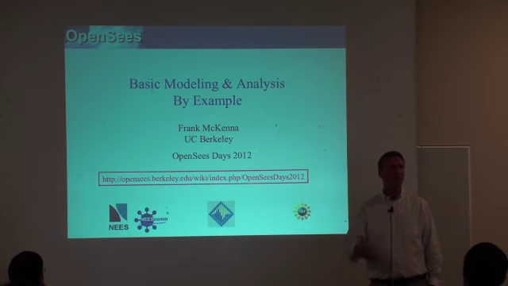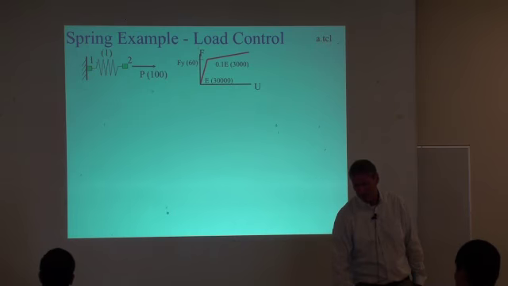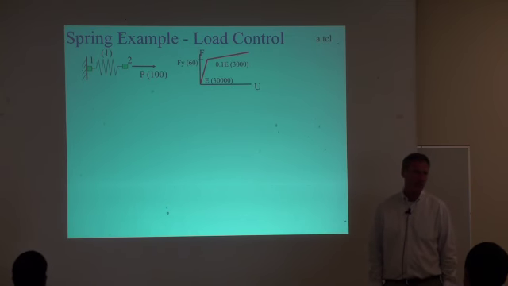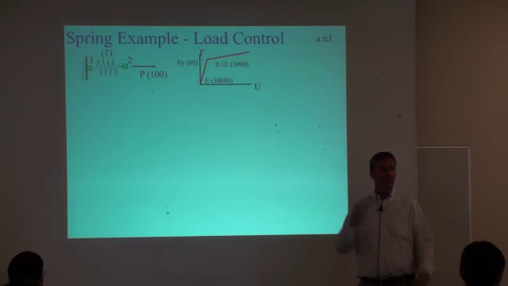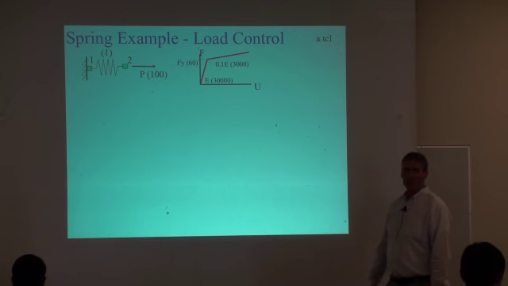Again, this is basic modeling and analysis by example. So here we go. This is the simplest example I could think of, a nonlinear example. You can have a spring with a load on it, and the material force-deformation relationship is given there on the top right.